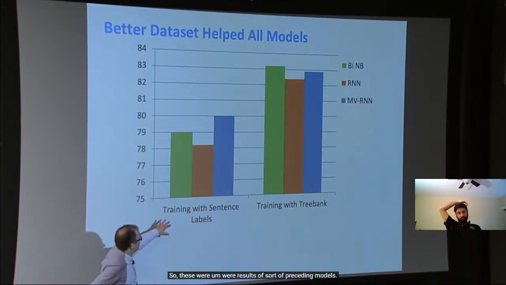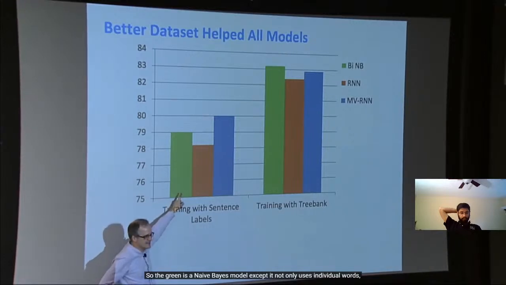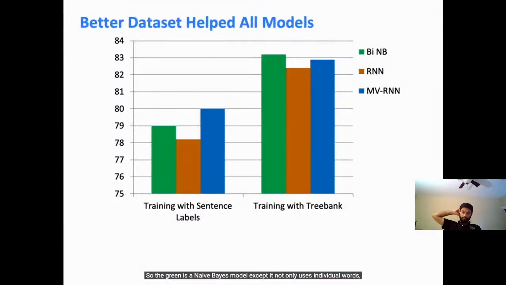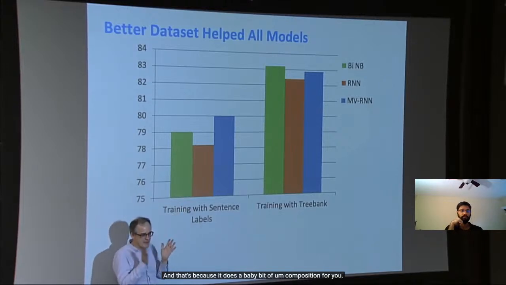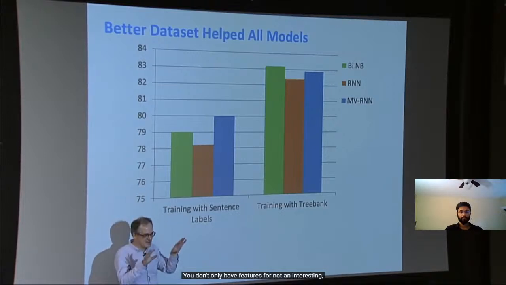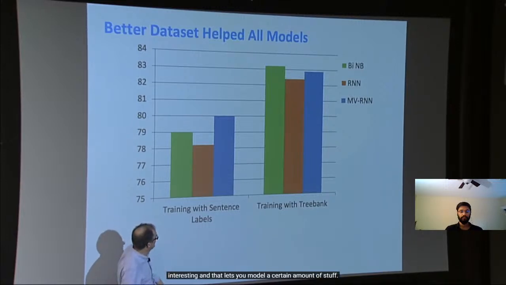So these were results of preceding models. The green is a naive Bayes model, except it not only uses individual words, but it uses pairs of words. It turns out if you're building a traditional classifier and you want to do sentiment analysis as opposed to something like topic classification, you get a lot better results if you also use word pair features. And that's because it does a baby bit of composition for you. You don't only have features for "not" and "interesting", but you can have a feature for "not interesting", and that lets you model a certain amount of stuff.